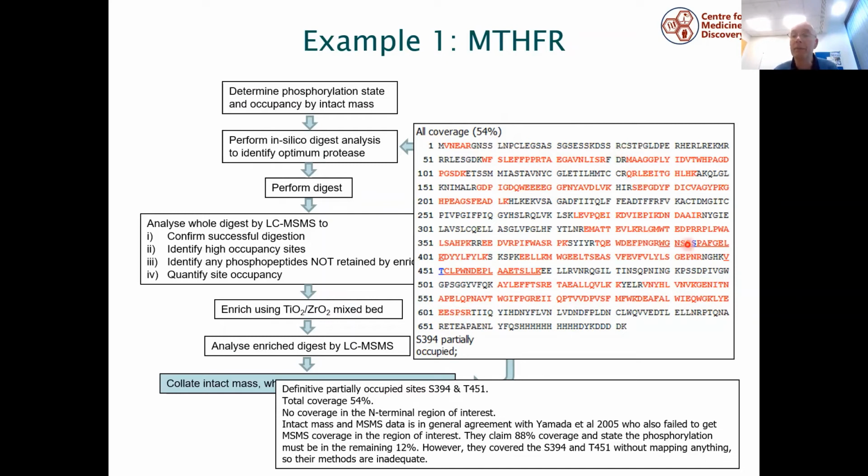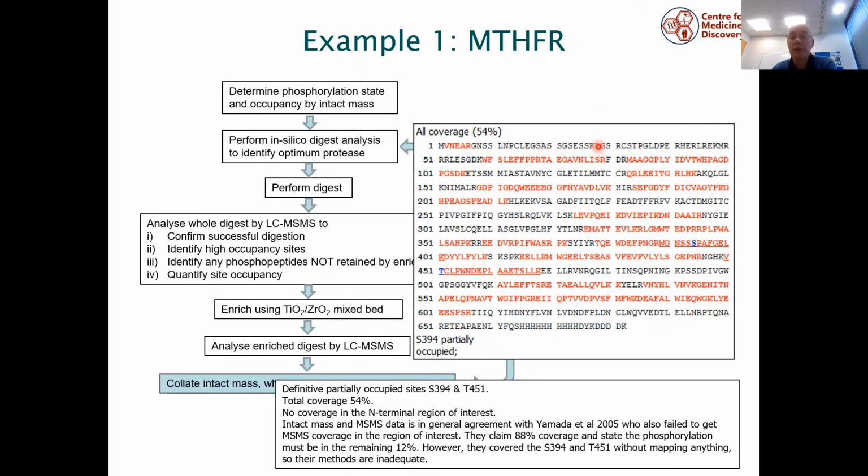However, it's not all bad, because we've been able to map 2 sites here. They are partially occupied sites, so we've got partial occupancy of these sites, S3394 and 3N451. So the total coverage is 54%. We have not managed to achieve coverage in the region of interest. However, the data that we've got in terms of intact mass and MSMS data is in general agreement with the paper I showed you. They also failed to get coverage in this region.